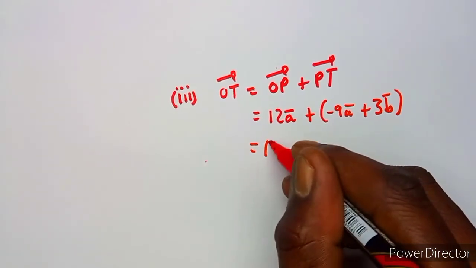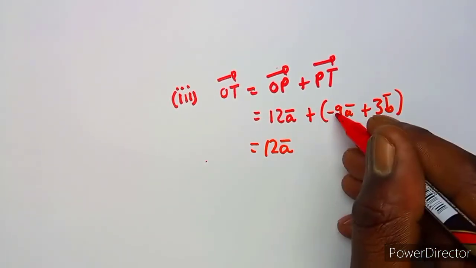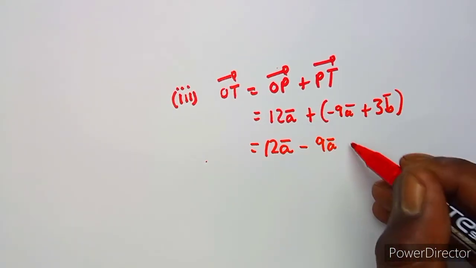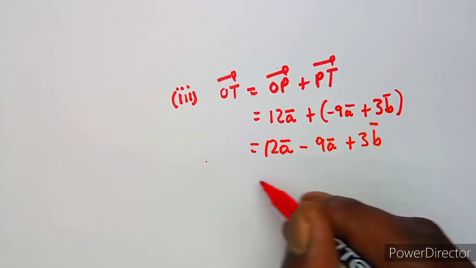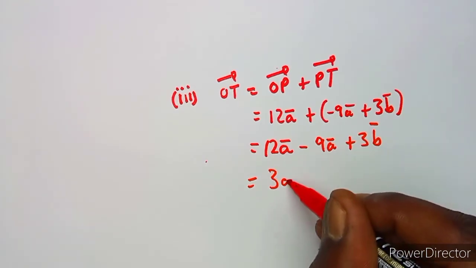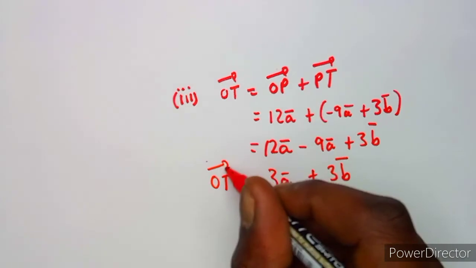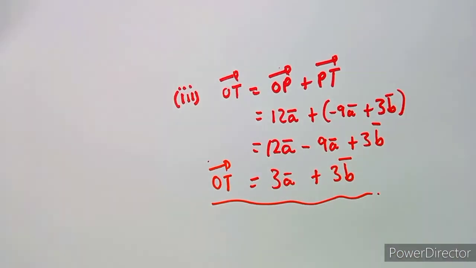So you can actually expand the brackets here, plus and minus. That's minus 9a, and plus and a plus, that's plus 3b. So 12 minus 9, that's 3a plus 3b. All right, so this is your vector OT. You can even leave it like that. Don't worry about factorizing and this and that. Just leave it like that. All right.